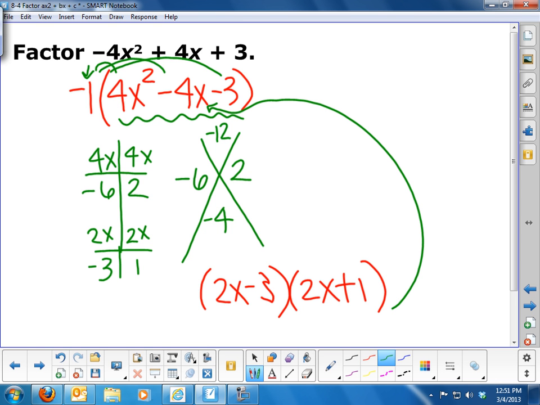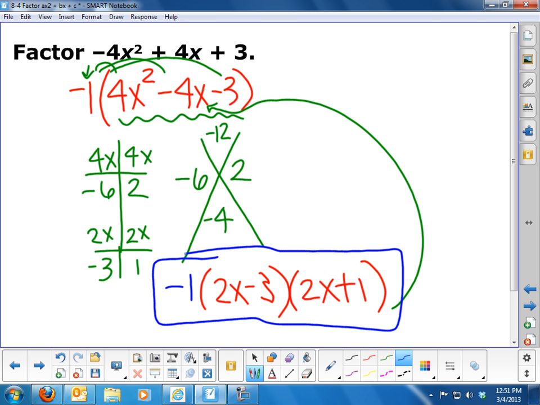So my answer is not complete without putting the negative 1 that we factored out of the polynomial to start with back in our answer. Your answer is going to look like what's inside the blue rectangle right there. The negative 1 just hangs out at the very front, and then our two binomials are written after that.